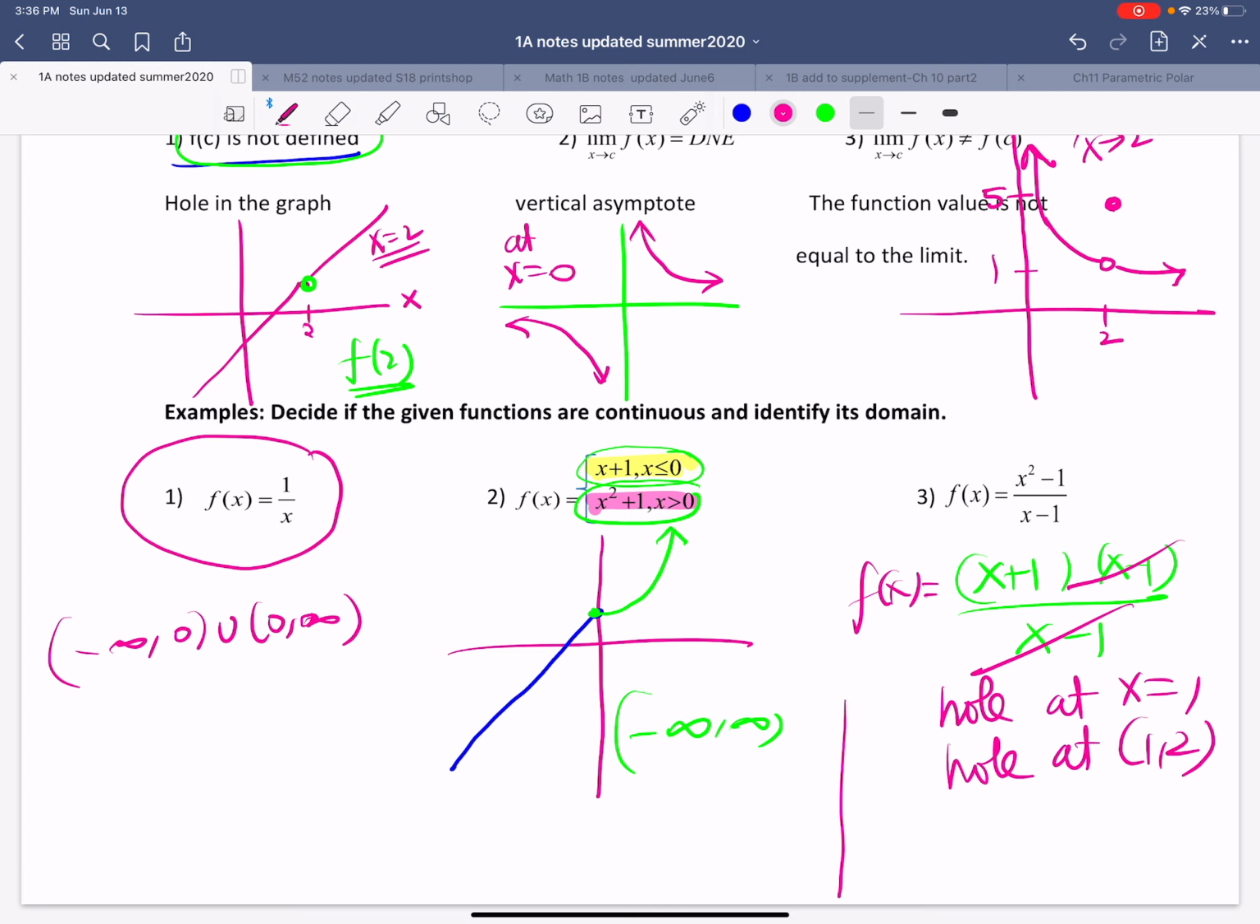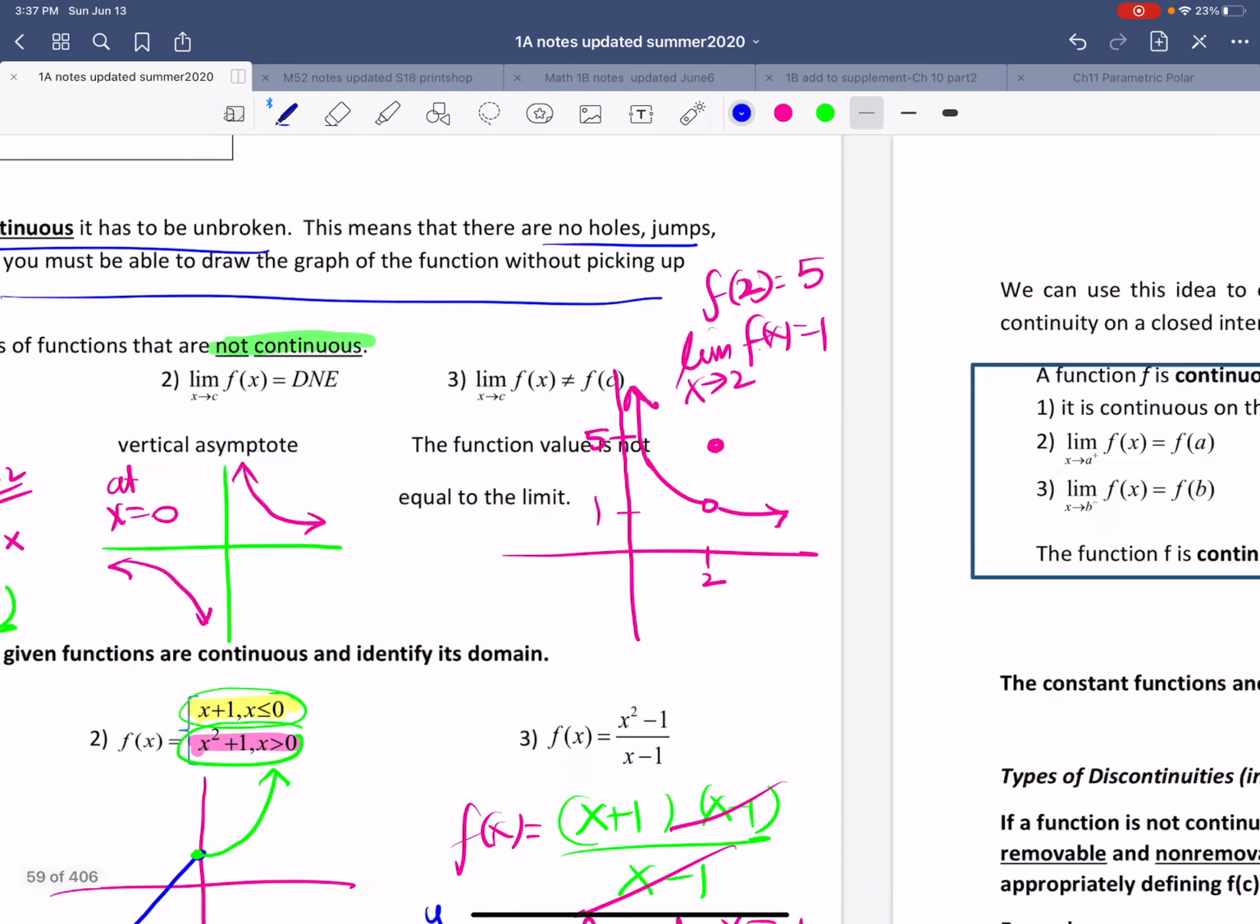And this graph, if I go ahead and graph, it's going to be x plus 1. So start at 1, go up 1 over 1, something like this, with a hole at x equals 1, and that would be a discontinuity. So my domain would be negative infinity to 1 union 1 to infinity. 1 is not in the domain of this function.